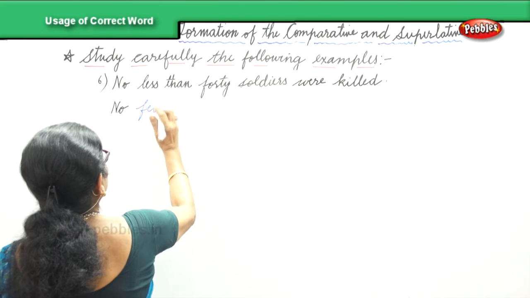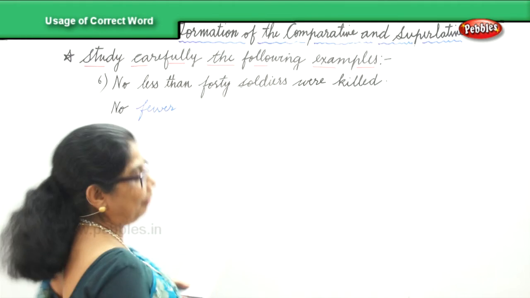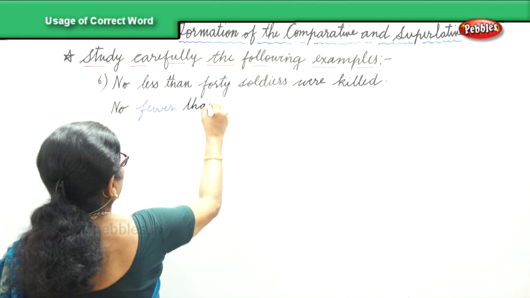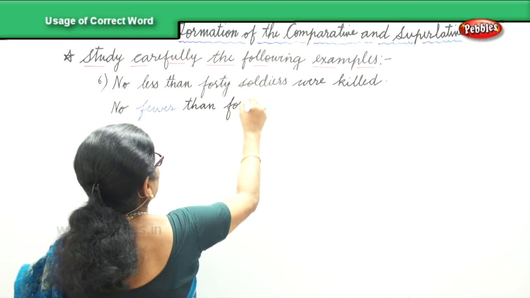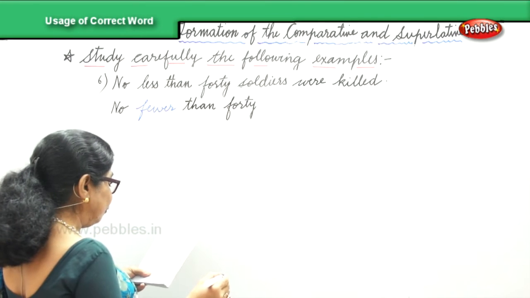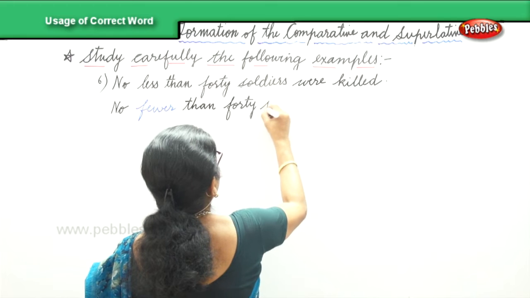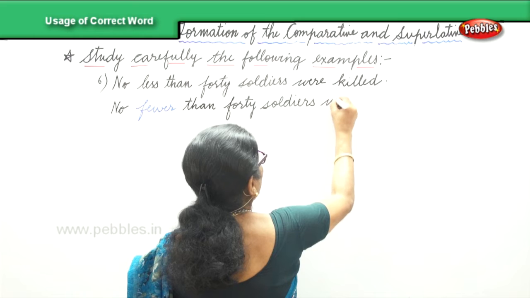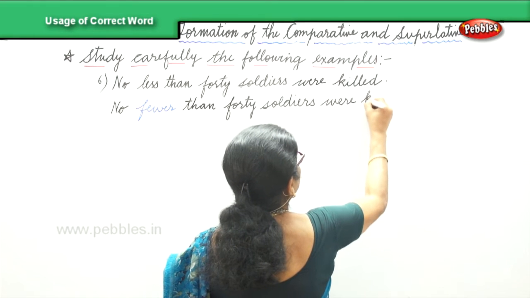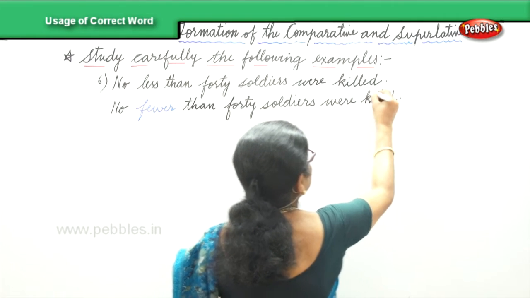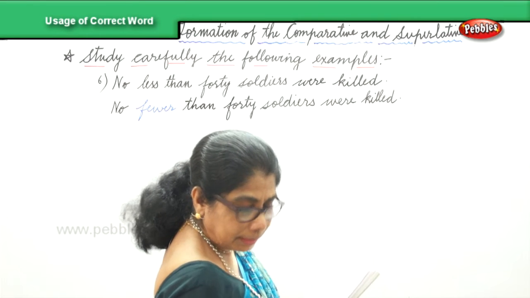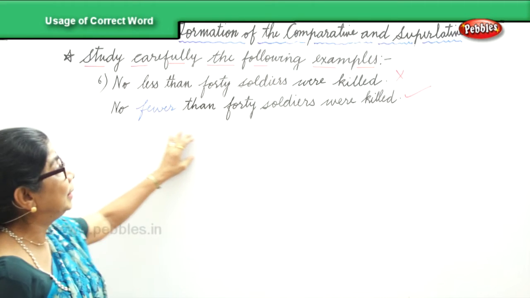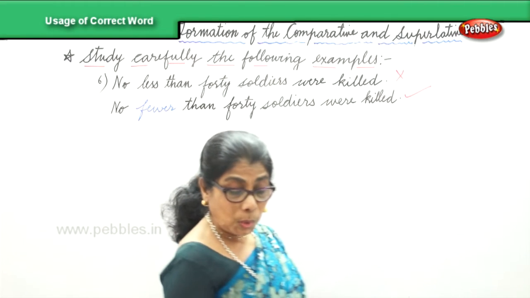Okay? No fewer than. That's the right way to say. No fewer than 40 soldiers were killed. No fewer than 40 soldiers were killed. That's the right, correct English. Okay? So, this is wrong. It's wrong to say. You must say no fewer than 40 soldiers were killed.